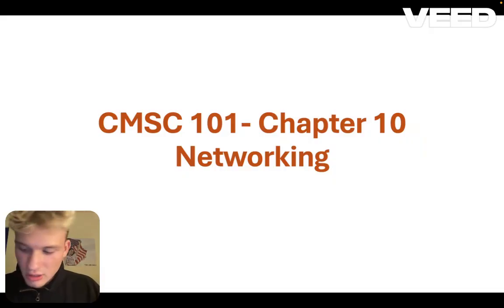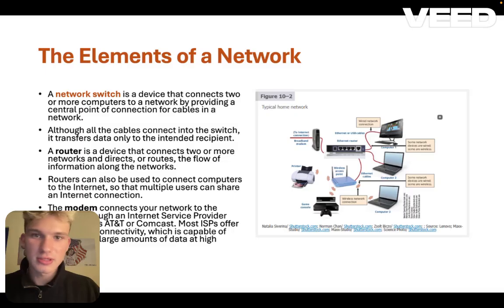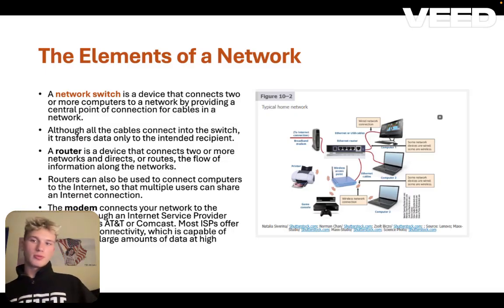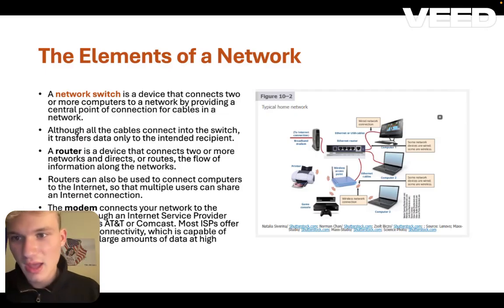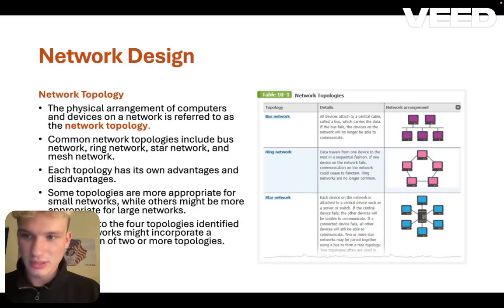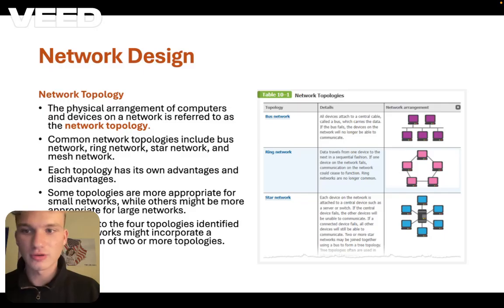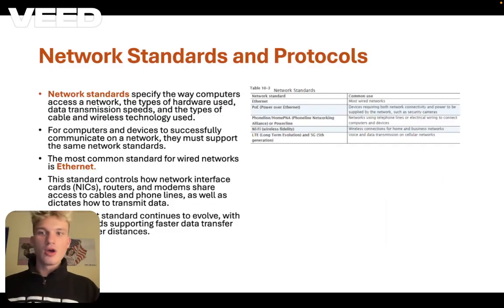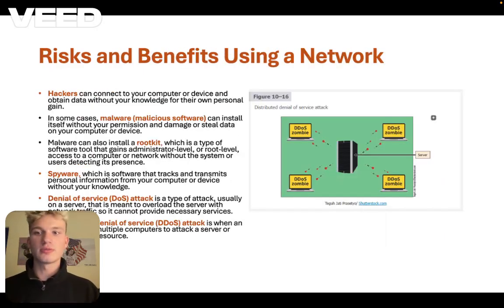In Chapter 10, we talked about networking. The elements of a network. A network switch is a device that connects two or more computers to a network by providing a central point of communication for cables in a network. We talked about network design, the physical arrangement of computers and devices on a network, which is referred to as the network topology. We talked about network standards and protocols, and we also talked about the risks and benefits of using a network.